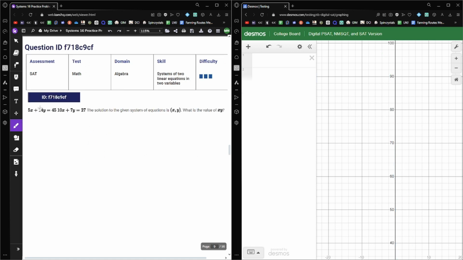Question number 9. Okay, let me separate the system again. Right there. Okay, this is our first equation, and that's our second equation. The solution to the given system of equations is (x, y). What is the value of x? Oh my goodness, dude. This one is also so easy. All we gotta do this time is multiply the x value with the y value.